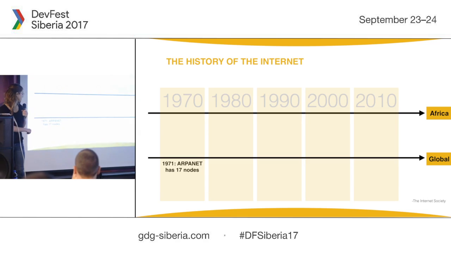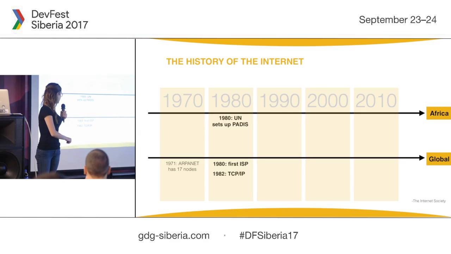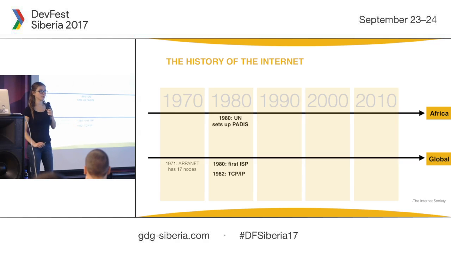Africa, not much going on. Globally, we have the ARPANET with 70 nodes, which is a US military network. 70 nodes already communicate with each other. The 80s, first half of the 80s. First ISP is already being set, and the protocol TCP/IP is being declared. What happens in Africa? The UN sets an organization that is in charge of bringing internet to Africa.